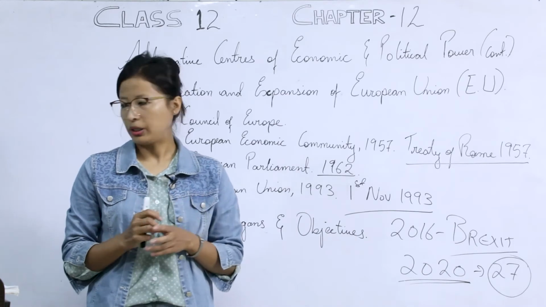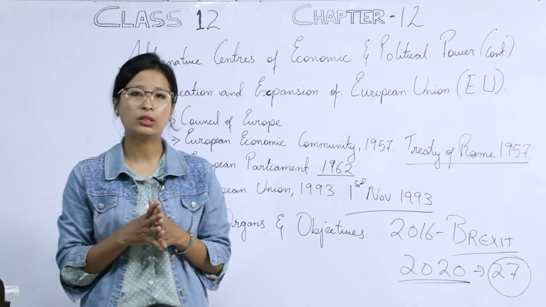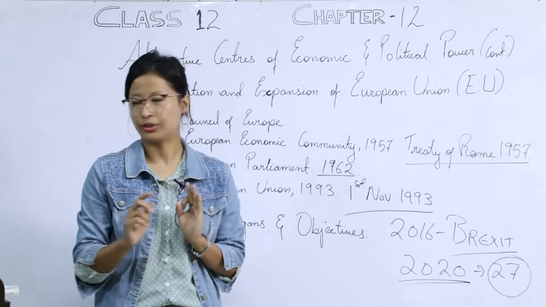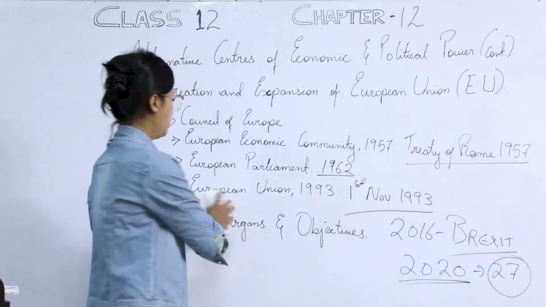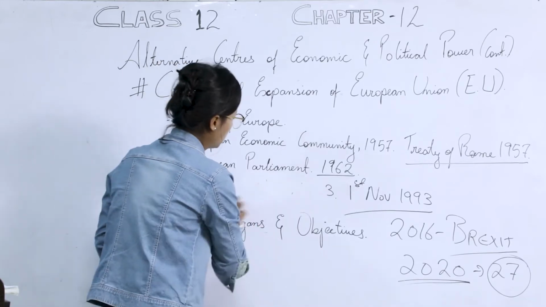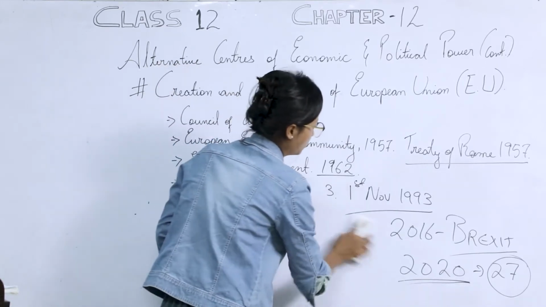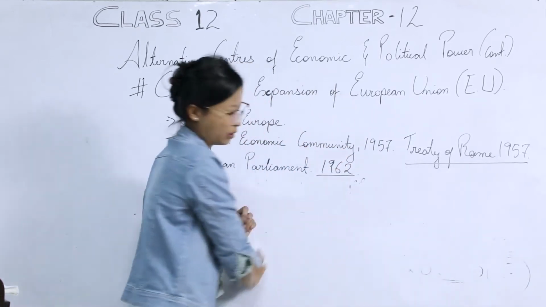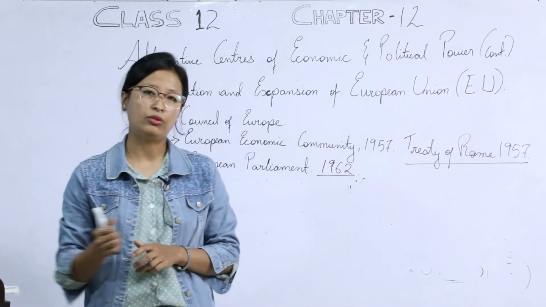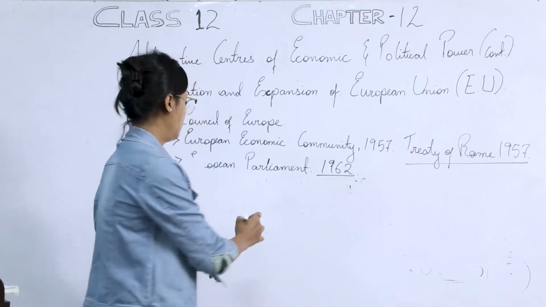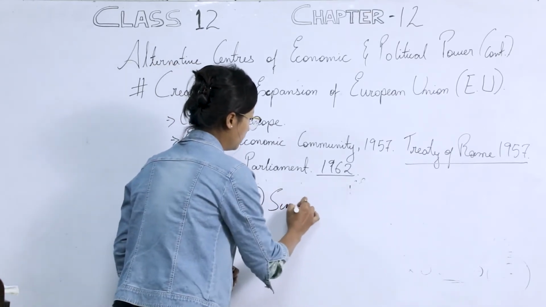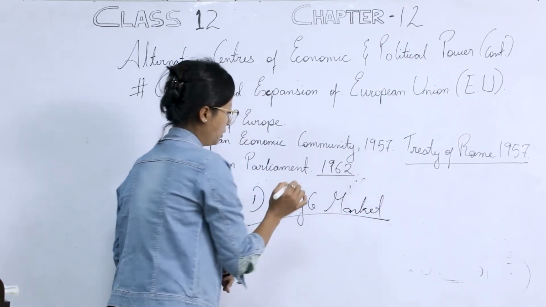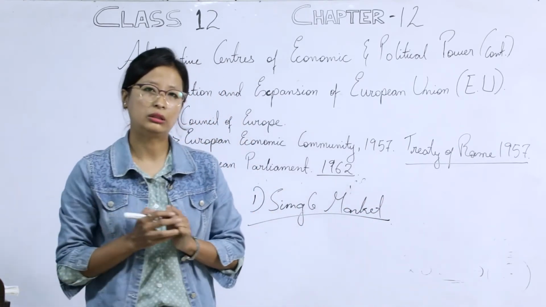Now, our next topic is the European Union and its influence in three areas, that is economic, political and cultural domains. The first one, we'll talk about the economic influence. Now, under economic influence, the first point is the single market. The European Union aims for a single market.